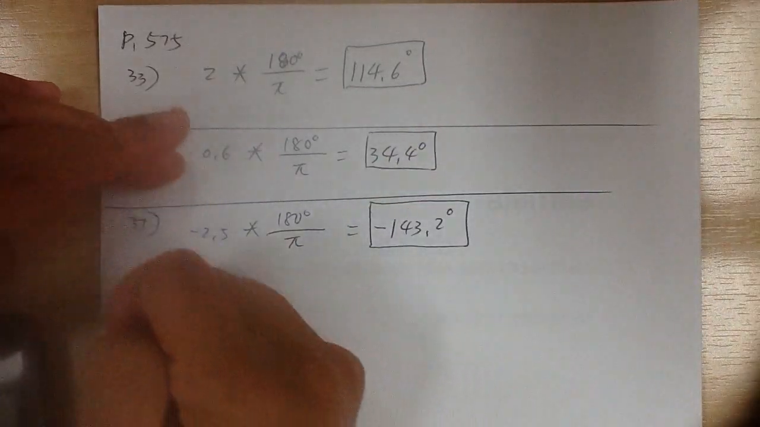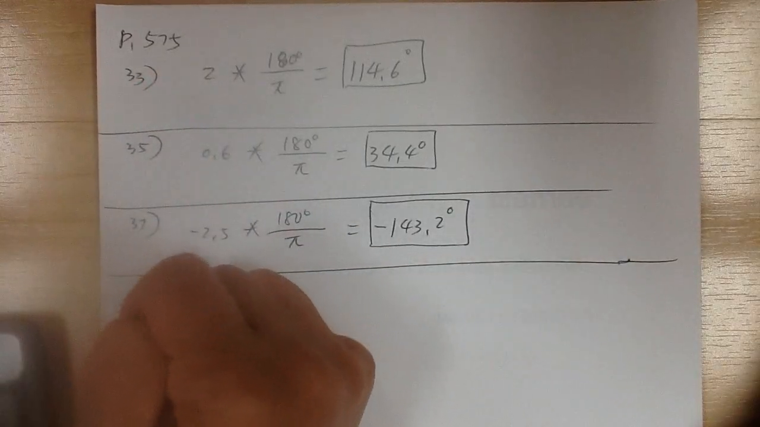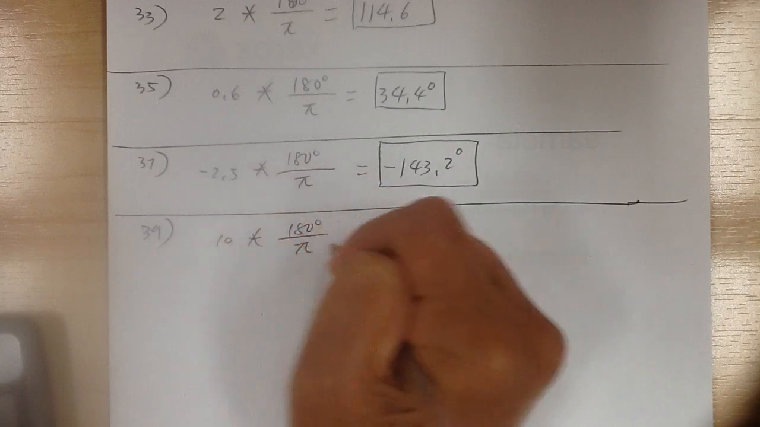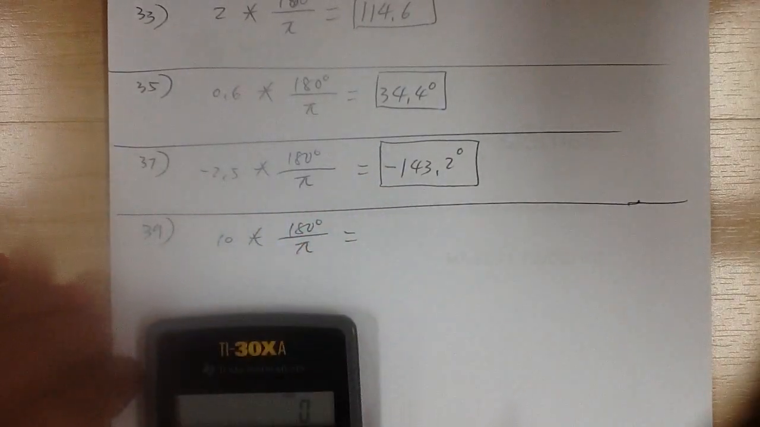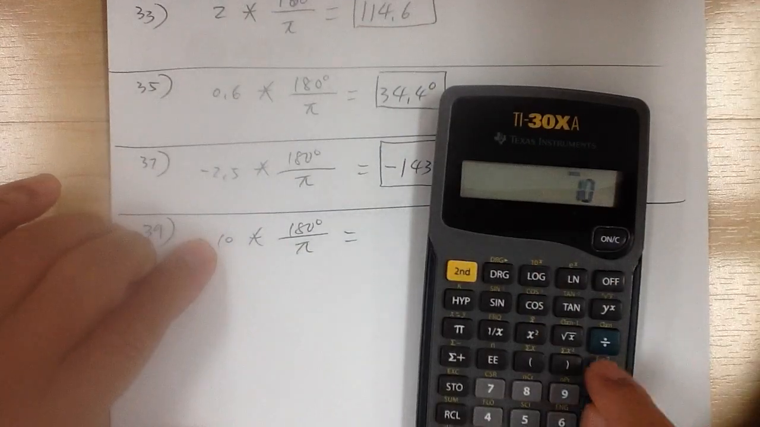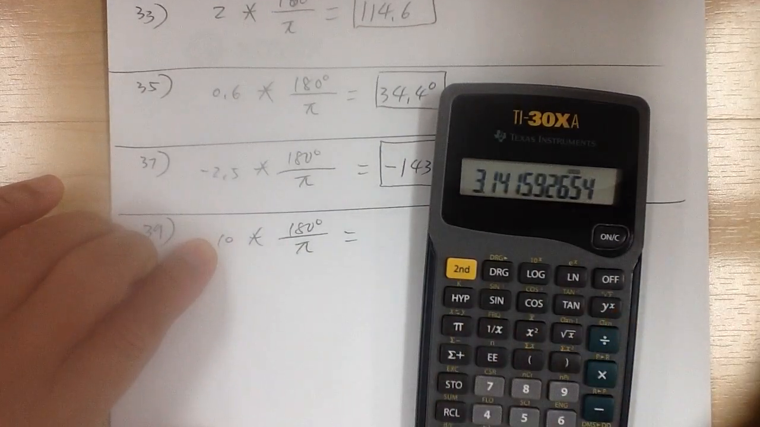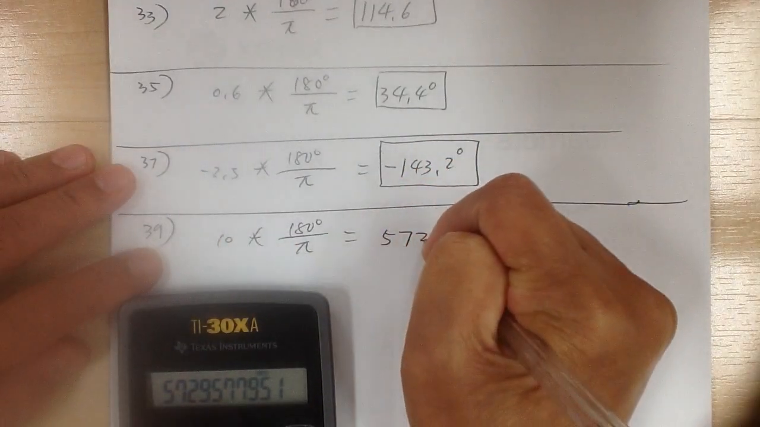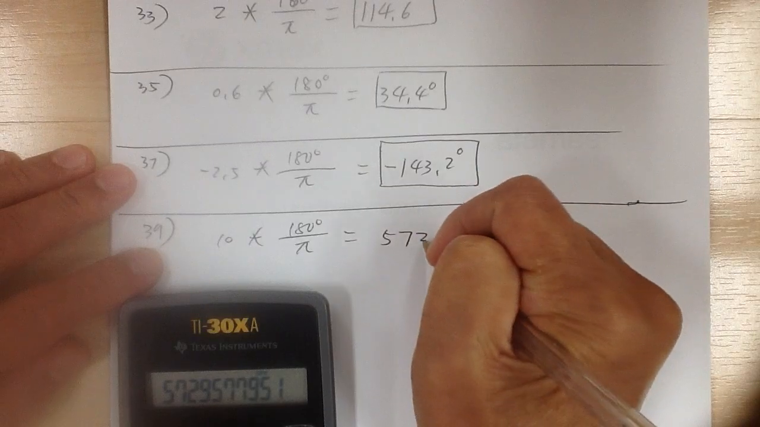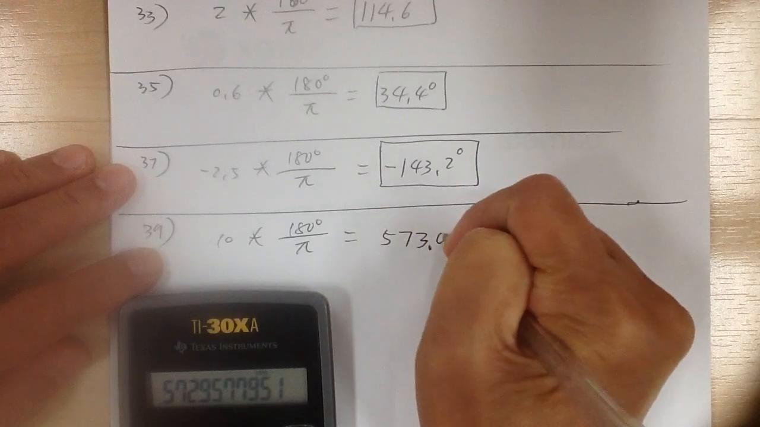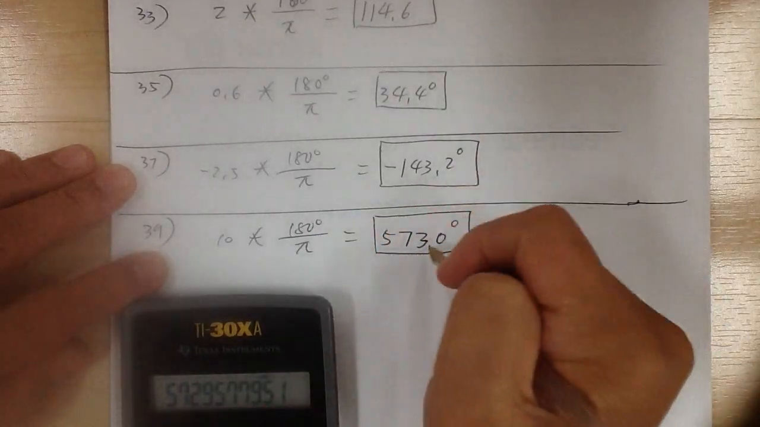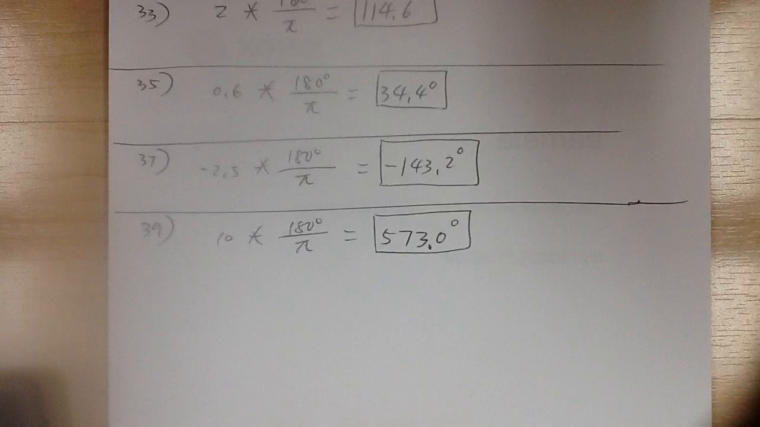Okay, and number 39. Got 10 radian, so times by 180 degrees over pi. So 10 times 180 divided by pi equal, and so this will equal to 572.73. So you have to be careful when you're rounding off, okay? Especially with this kind of problem. Okay, let's go to the next one.